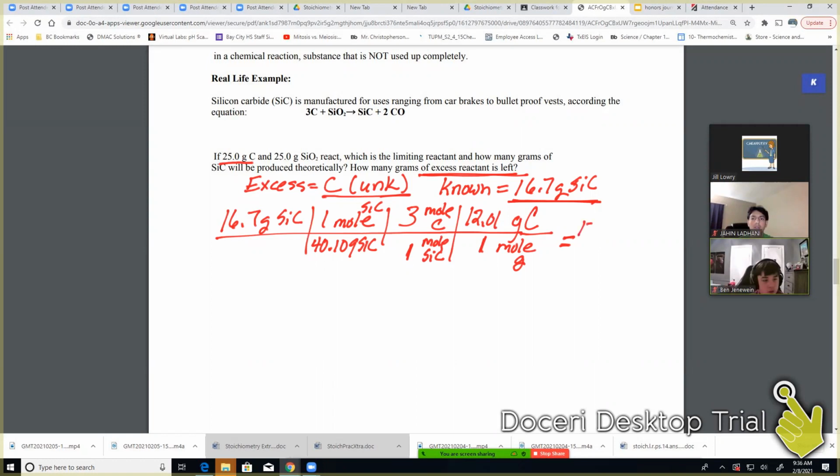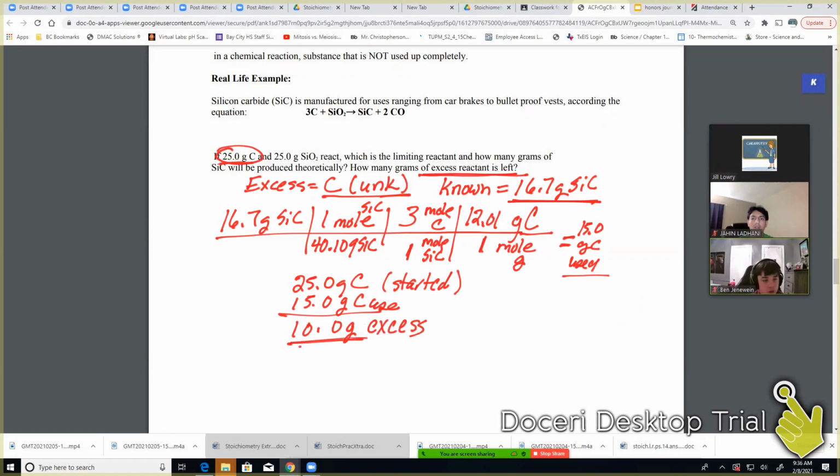So this is 15 grams of carbon was used to make that silicon carbide, but we're asking how much is left. I started with 25 grams. I used 15 grams. So my excess will be 10 grams excess. So that is your answer to this last question. How many grams of the excess?